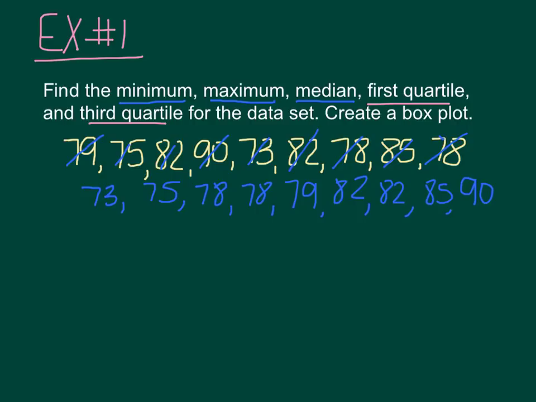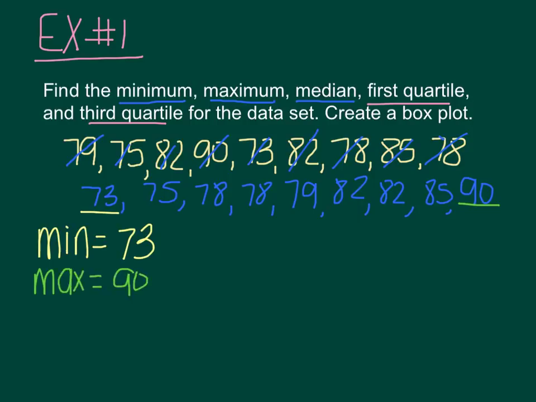So let's start with minimum, which is the smallest number, 73. So I'm just going to write min for minimum, which is 73. Then our maximum, which is the biggest number, is 90. So I'm going to write max equals 90. Now let's find our median. Remember, the median is the number in the middle. We start crossing off our numbers, one on each side, until we get to the middle, which is 79. So I'm abbreviating median again, which is 79.